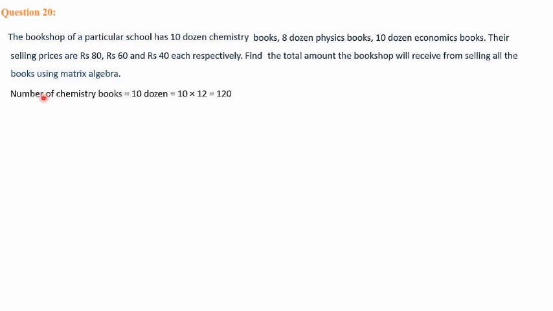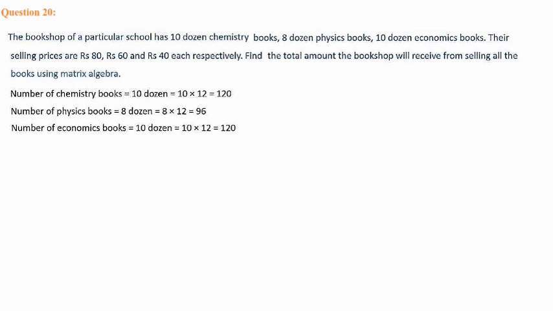Here the number of chemistry books is mentioned as 10 dozen. The bookshop has 10 dozen chemistry books. One dozen means a group of 12 numbers. So 10 dozen means 10 into 12, which is 120. The number of physics books is 8 dozen, meaning 8 into 12, that is 96. Next, the number of economics books is 10 dozen, so 10 into 12 gives 120 numbers.